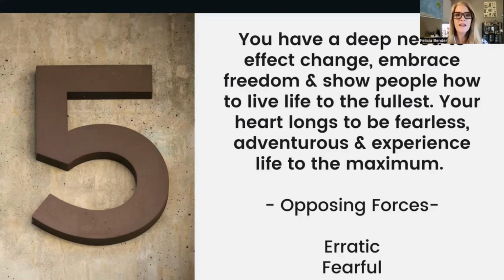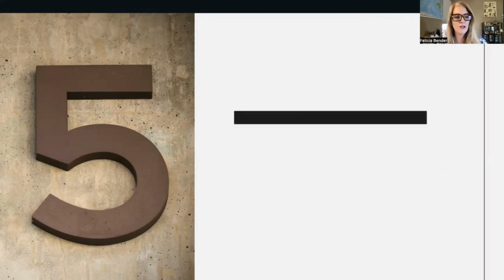And then it can show up as being incredibly fearful, because the opposite of the 5 is experiencing restrictions, confinements, feeling fearful, feeling not adventurous, feeling that sense that can tug at you.